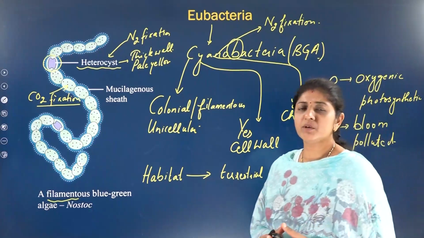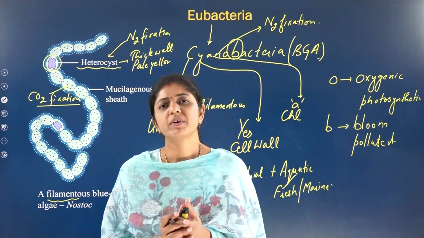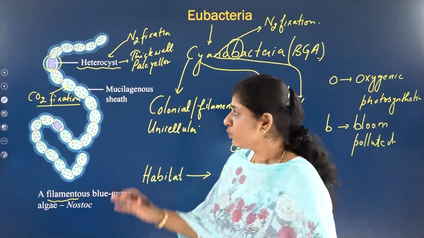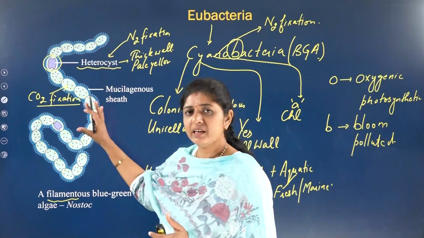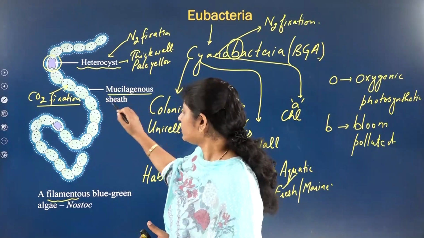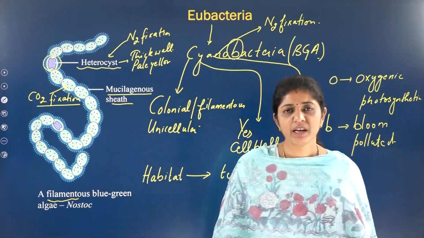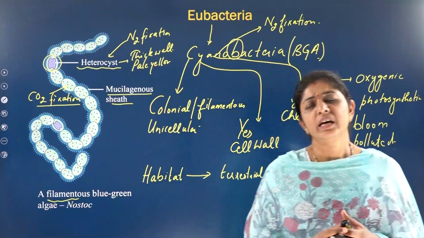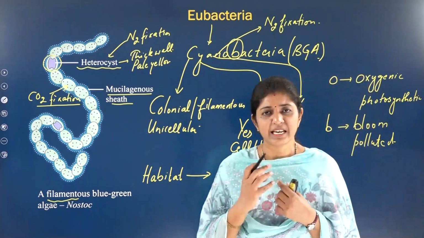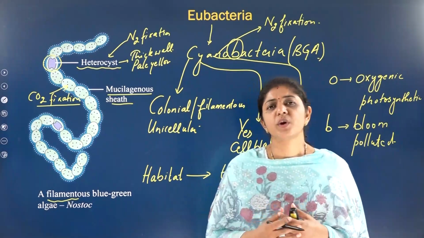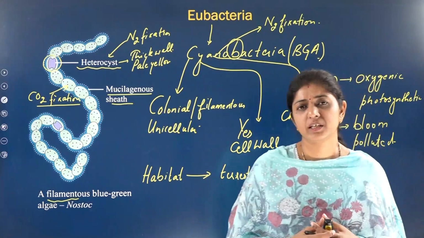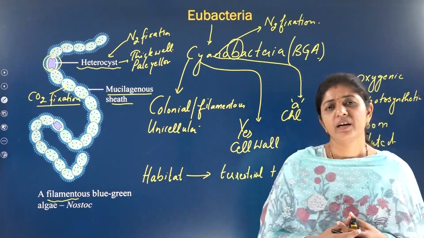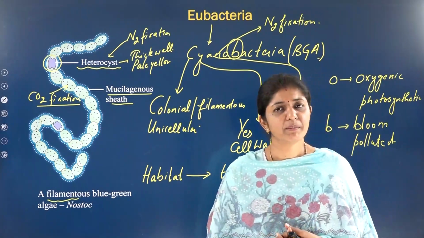Why have we taken it in more detail? Because this is given under the detailed discussion. You must go through the labeling, and here in the labeling you will find the mucilaginous sheath. When the colonial and filamentous forms are there, they are covered by this gelatinous sheath, which is going to protect them from desiccation. This is the role of covering the colonial and the filamentous form.